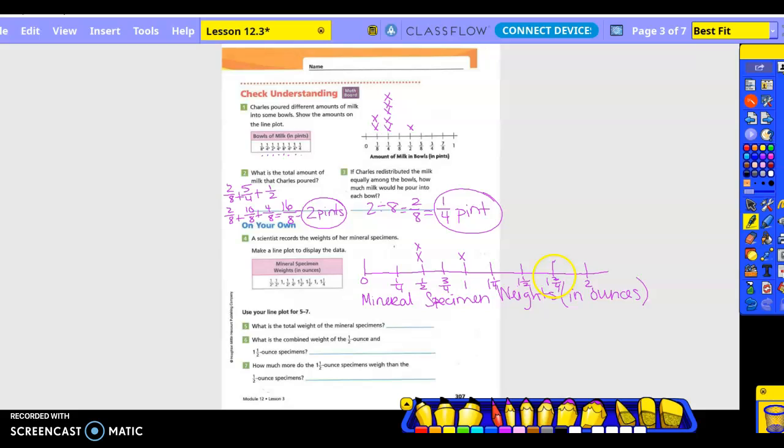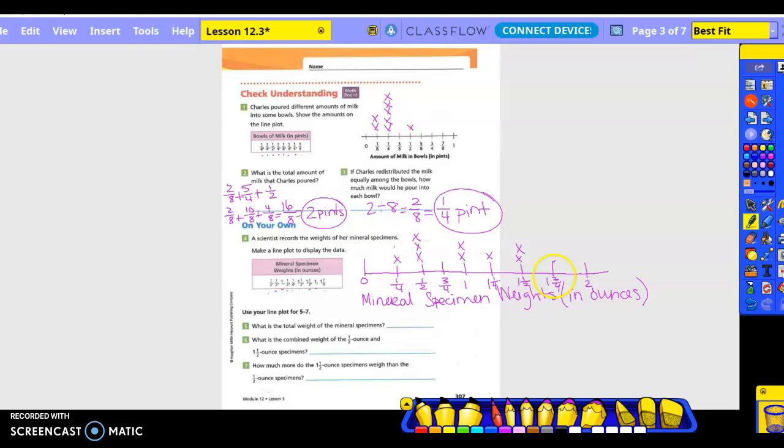Okay, so half, I have 2, right? 1, I have 1. Half, I need another 1. 1/4, 1 1/2, 1 1/2, 1 again, and 1 and 1/4. So I should have a total of 1, 2, 3, 4, 5, 6, 7, 8, 9. And then 1, 2, 3, 4, 5, 6, 7, 8, 9, right? Okay, so what is the total weight of the mineral specimen?